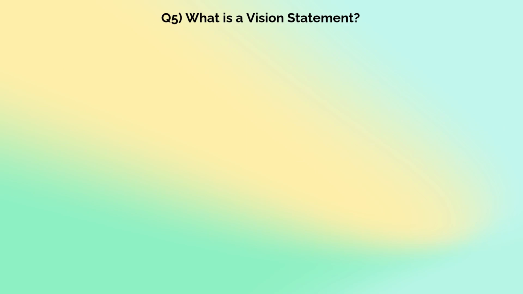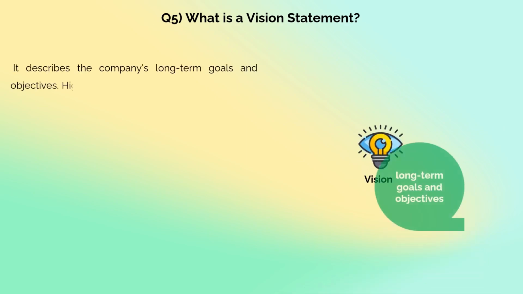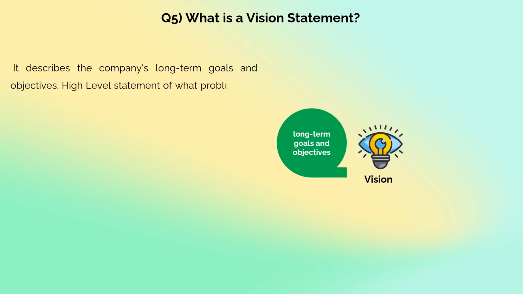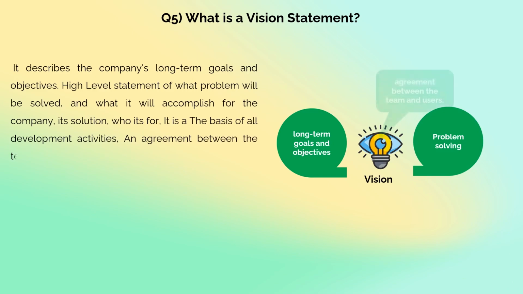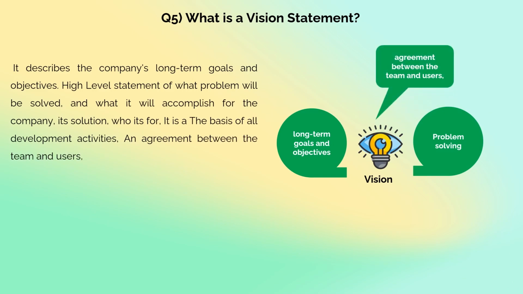What is a vision statement? It describes the company's long-term goals and objectives, a high-level statement of what problem will be solved, and what it will accomplish for the company. Its solution, who it's for. It is the basis of all development activities, an agreement between the team and users.